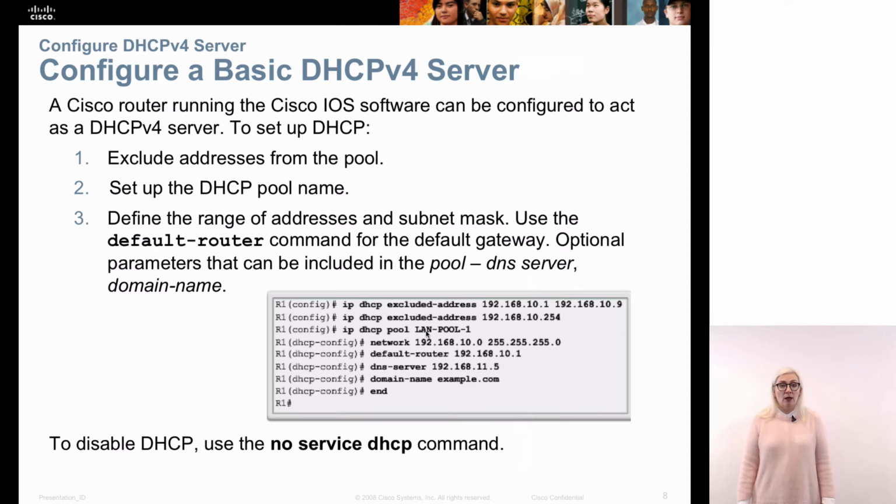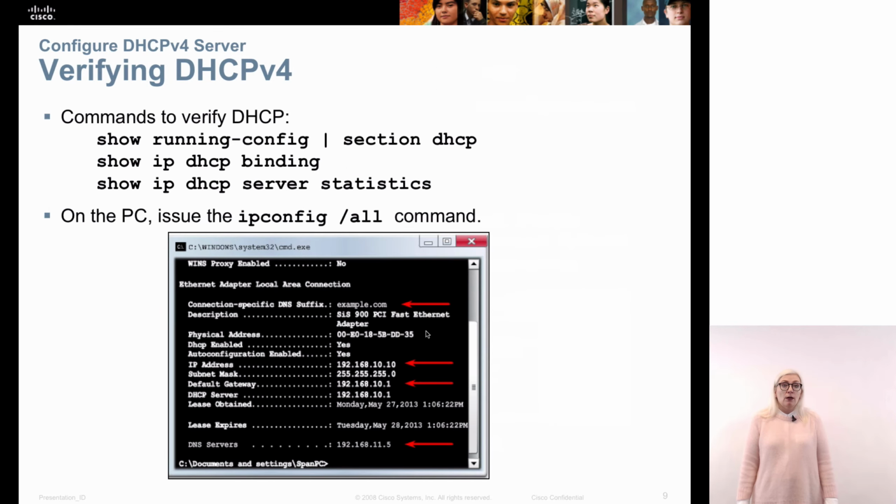And then we will set up what kind of default gateway we like. That is the default-router command. This is the default gateway, the DNS server, the domain name, for instance. And then that is actually set up. When we have done this, the DHCP server will be running on our router. We can use the no service dhcp command to turn it off again if we don't want it to run.